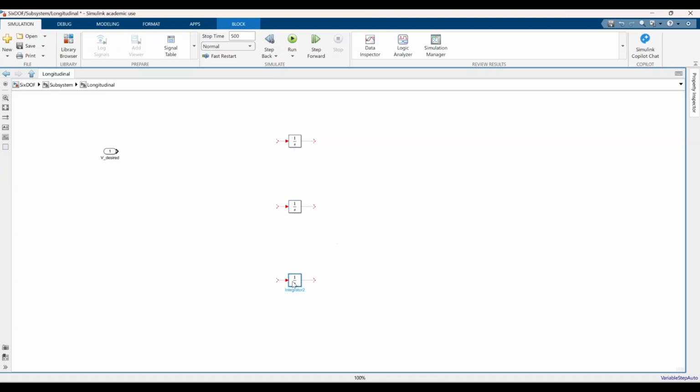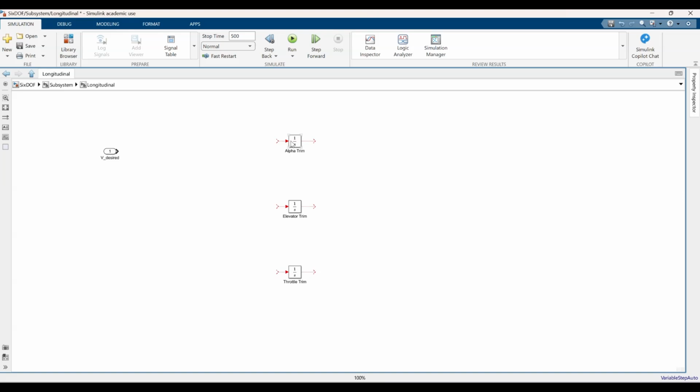So the first integrator is going to be my alpha trim. The second one will be elevator deflection trim, elevator trim, and the last one would be throttle trim. These are the offset numbers that will feed into the main input command, right?